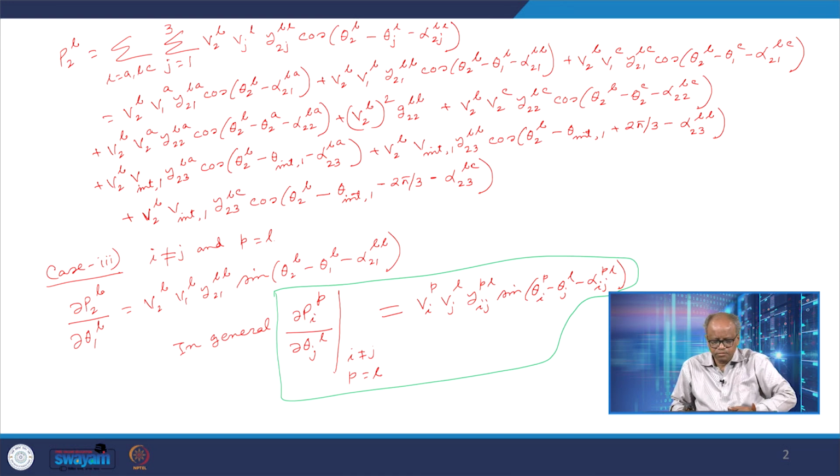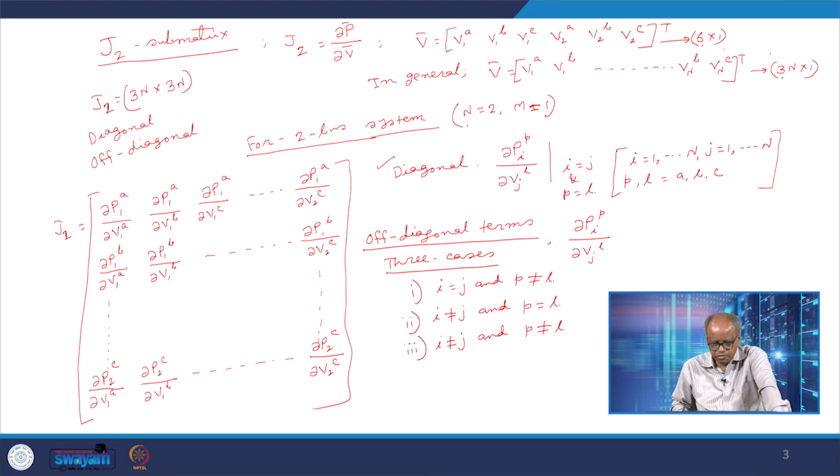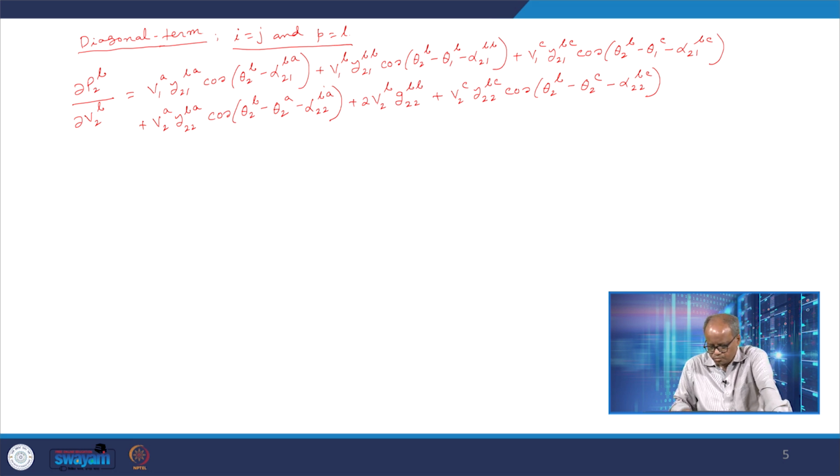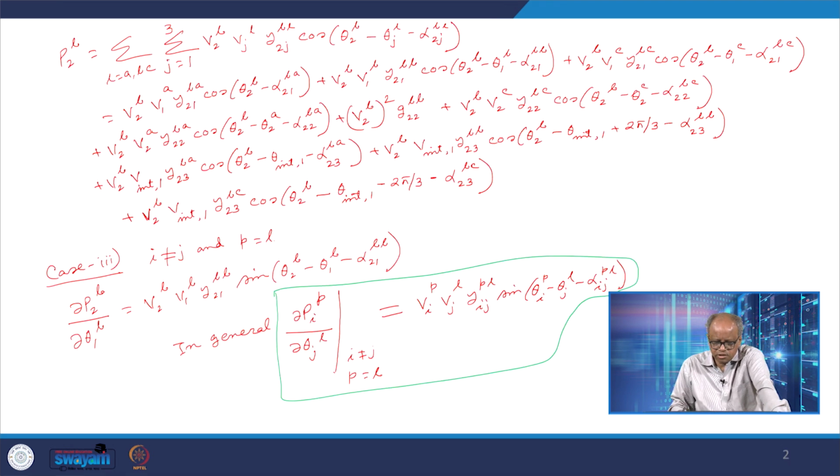For the sixth term, V2C Y22BC cosine(theta 2b minus theta 2c minus alpha 22BC). So V2C Y22BC, theta 2b minus theta 2c minus alpha 22BC.